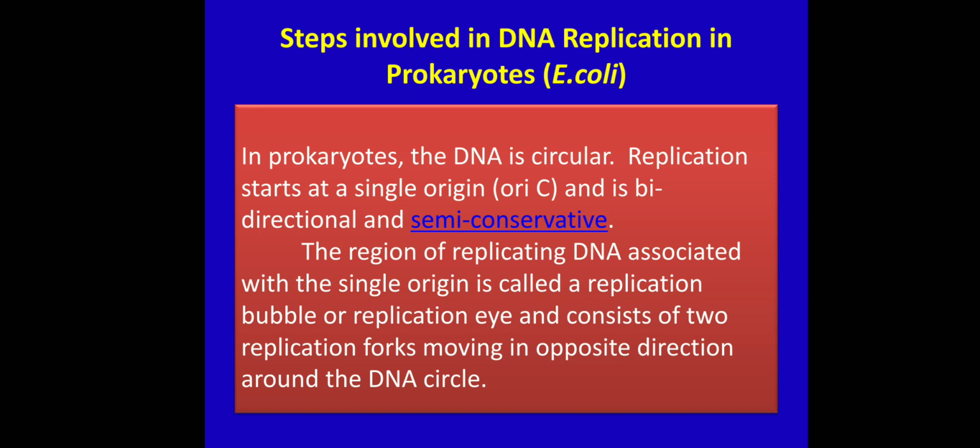So what are the steps involved in DNA replication in prokaryotes? In E. coli, the DNA is circular. Replication starts at a single origin, OriC, and it is bidirectional and semi-conservative. The region of replicating DNA associated with the single origin is called a replication bubble or replication eye, consisting of two replication forks moving in opposite directions around the DNA circle.